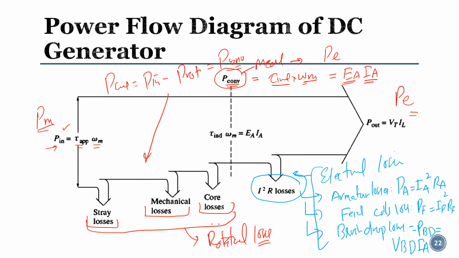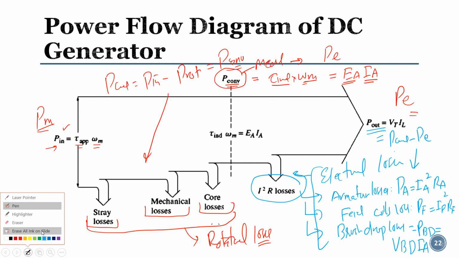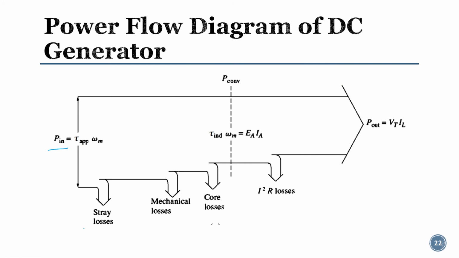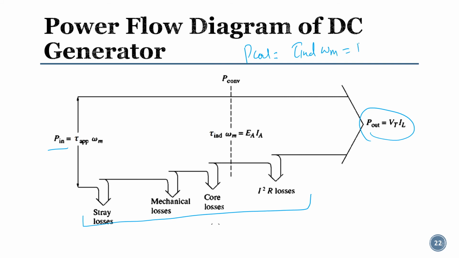The power converted minus these electrical losses is our output power. So the output power is the power converted minus the electrical losses. This is just the power flow diagram. Similar to what we learned earlier, from the input power we subtract all losses, and that equals the output power.